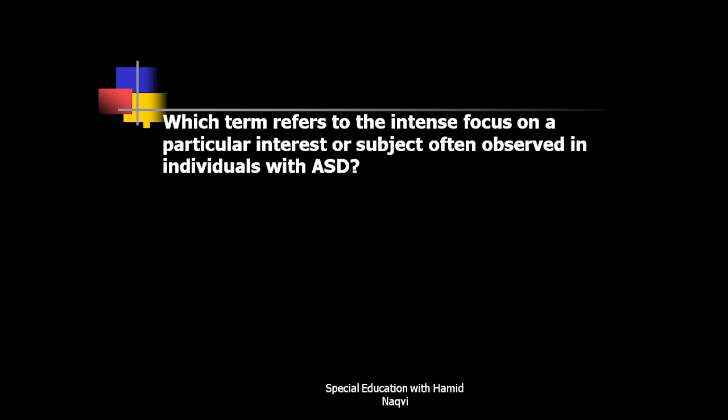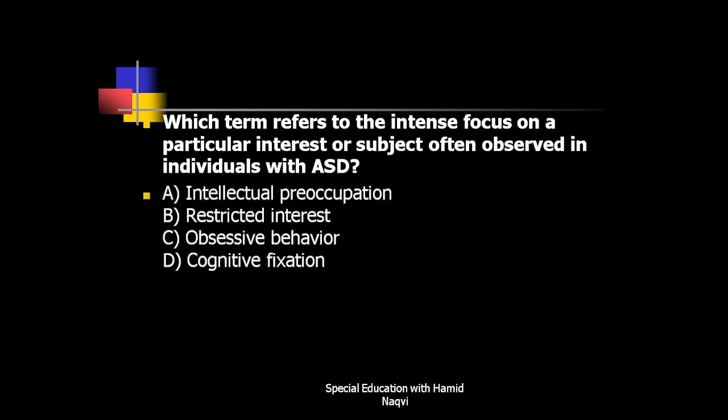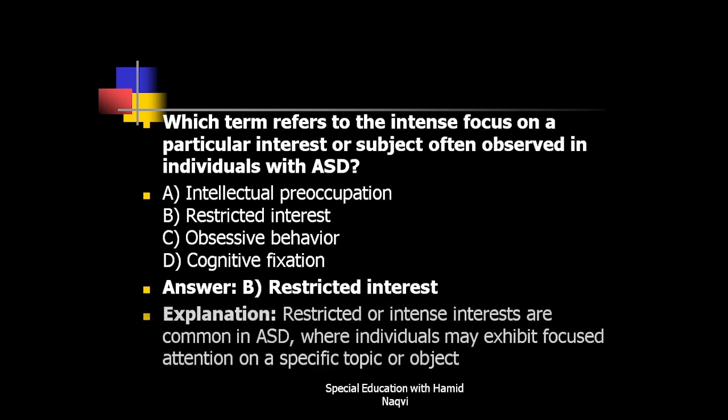Which term refers to the intense focus on a particular interest or subject often observed in individuals with ASD? Intellectual preoccupation, restricted interest, obsessive behavior, or cognitive fixation. The answer is restricted interest. And the reason is restricted or intense interests are common in ASD, where individuals may exhibit focused attention on a specific topic or object.